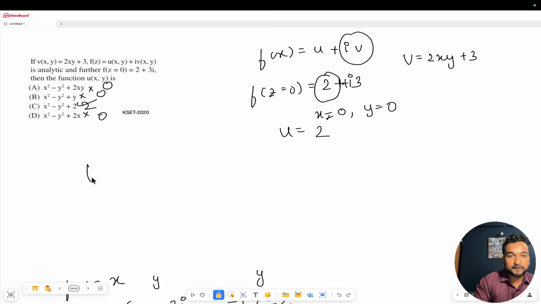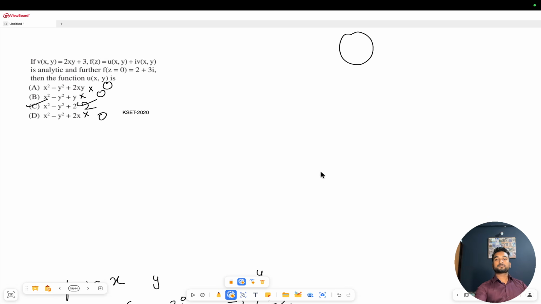So this condition, f of z at z equals 0 is 2 plus 3i, will be satisfied only when option 3 is your u. So solving the questions by options will save your time. Okay, let's move to the next question.